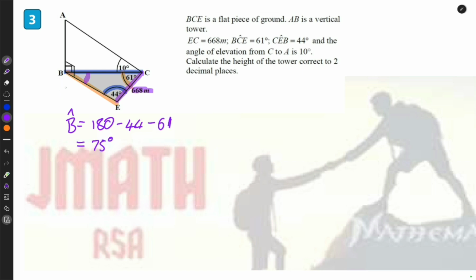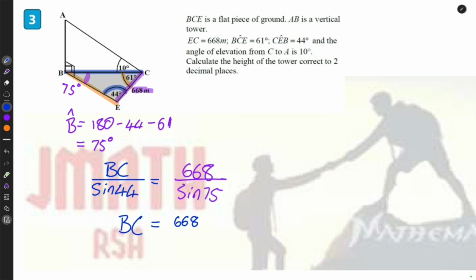So now I can put in the 75 degrees and I have enough info to use the sine rule. I want BC, so I'm going to start with BC over sine 44, and that must be equal to, for the purple, 668 over sine 75. And therefore BC will be equal to 480.40 meters.